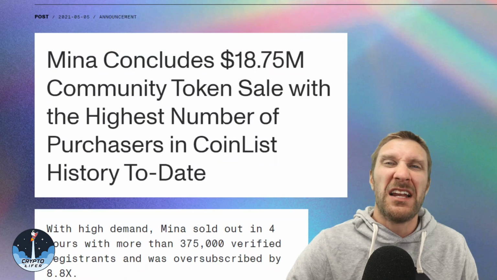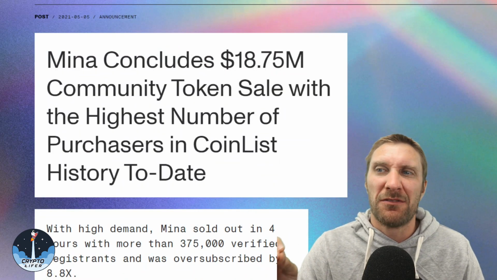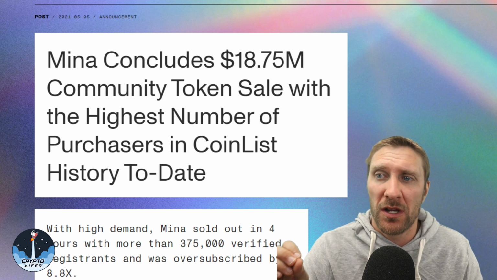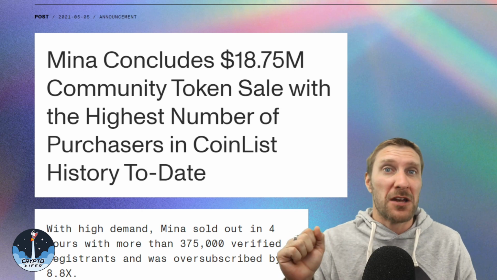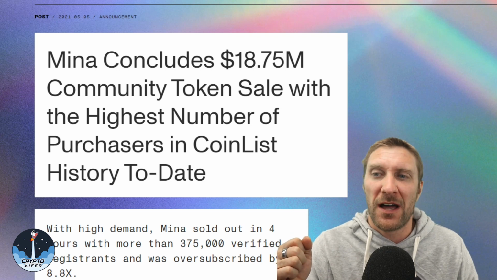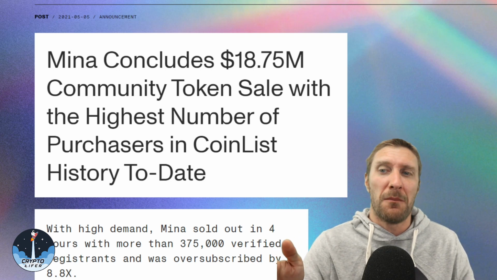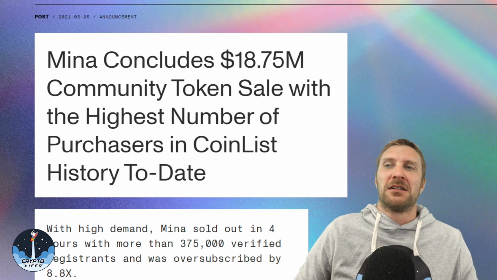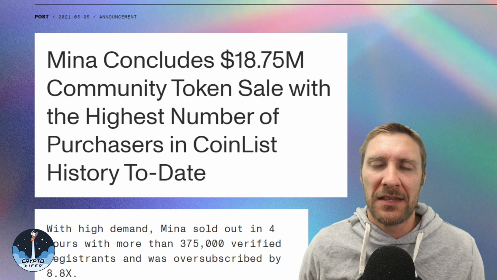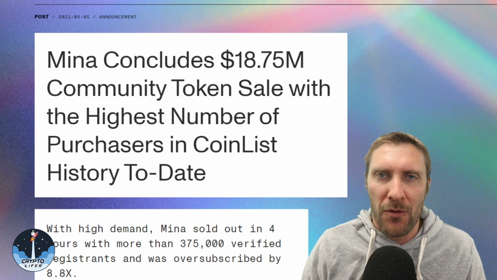Look at this. Mina concludes 18.75 million community token sale with the highest number of purchases in CoinList history to date. With high demand, Mina sold out in 4 hours with more than 375,000 verified registrants and was oversubscribed by 8.8x. Mina already did a 10 to 20x at this point. Of course, the market took a beat down. Everything else is kind of hibernating at this point.